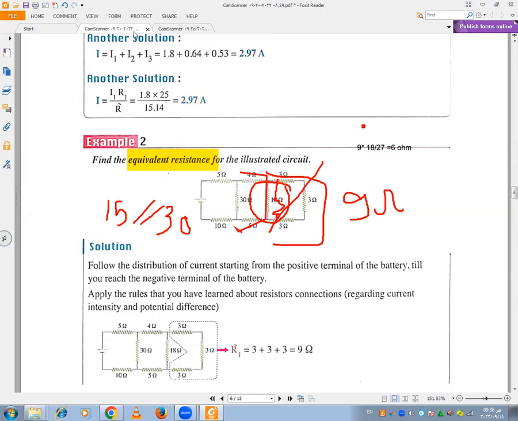So this resistance will be cancelled. All of them will be cancelled, and they will draw only 10 ohm. Okay, 5 plus 10 plus 10 equals what? Equals 25 ohm.